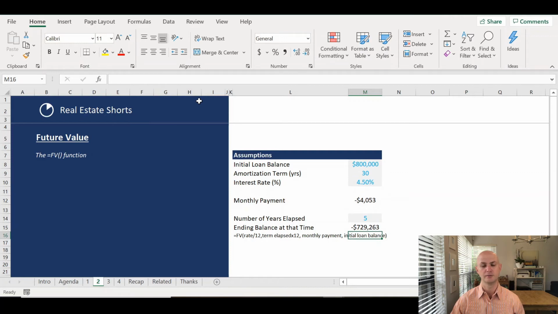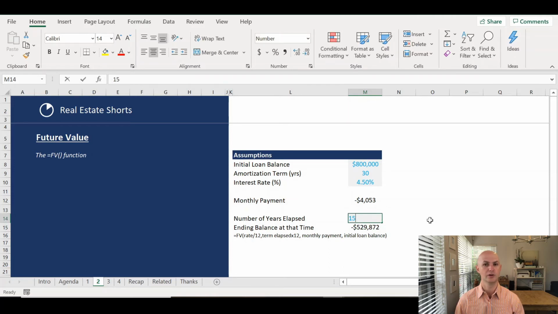So 5 years from now, our original $800,000 amount borrowed will have $729,000 remaining left unpaid. To prove the way that this works, what happens if 10 years go by? You would imagine that more of the principal amount has been repaid and the loan balance will be lower. So let's gut check. 10 years go by. It's no longer 700 and change. Now it's $641,000. What if 15 years goes by?